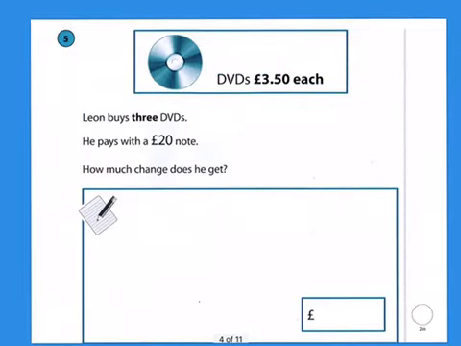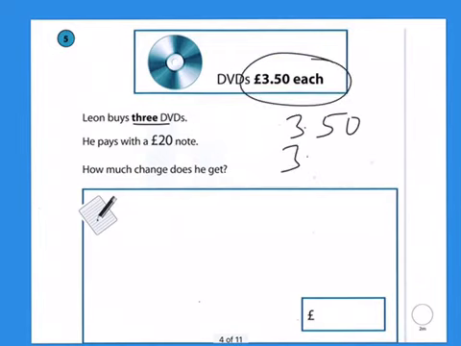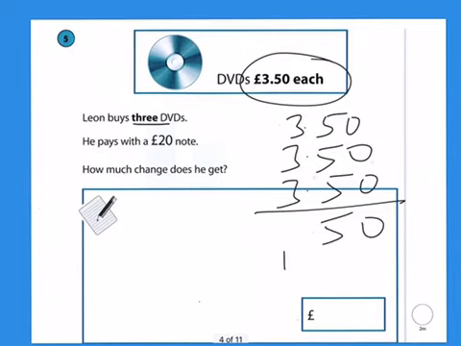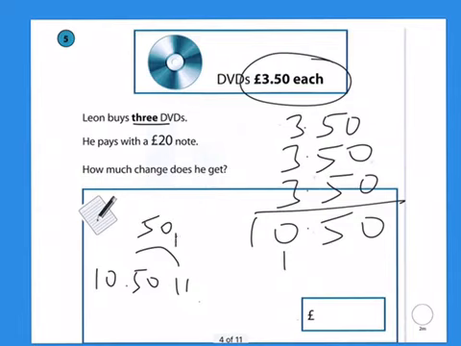So Leon buys 3 DVDs. So that's £3.50 plus £3.50 plus £3.50. So that's £1.50, and that's £9, £10. So it's £10.50, and he pays with a £20 note. So £10.50 to £11 is 50p, and then £11 to £20 is £9. So it's £9.50.